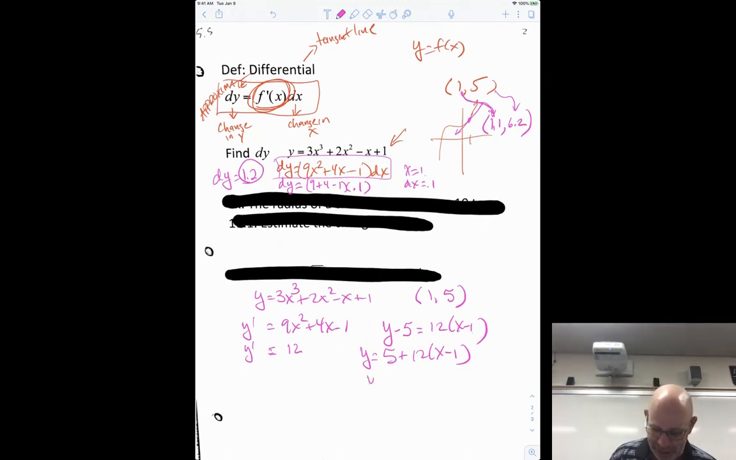So now I just plug in y equals 5 plus 12 times 1.1, because that's what I'm trying to find, right? The value at 1.1 is 5 plus 1.2, and there's my 6.2.